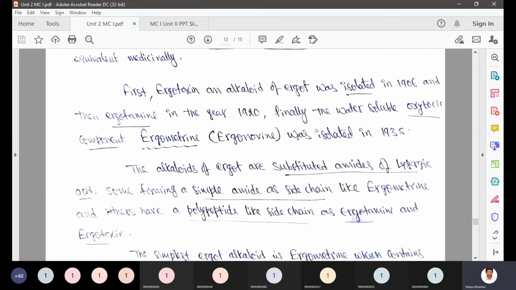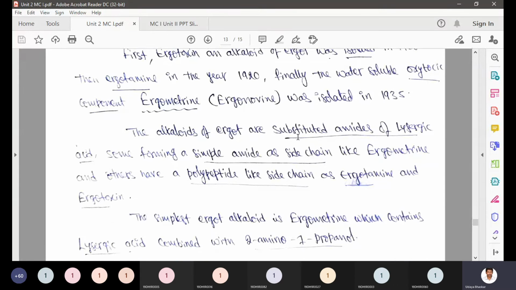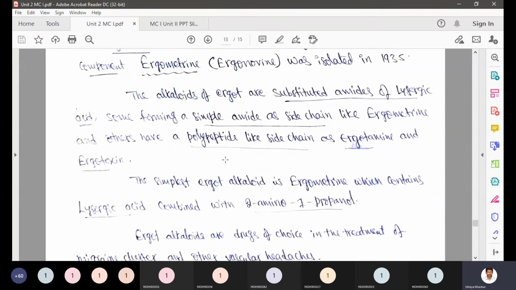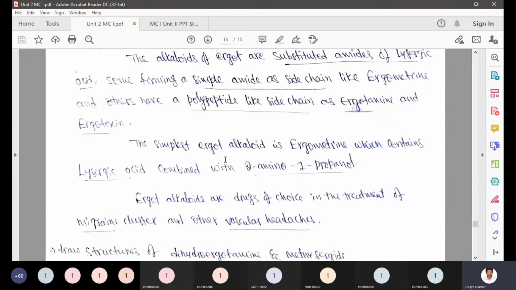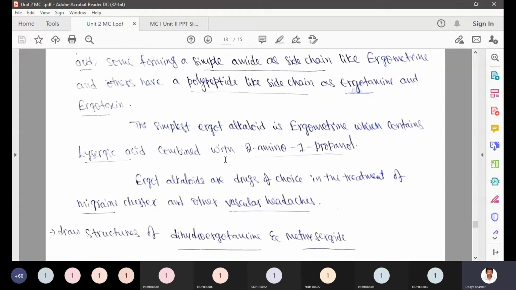Okay, the isolation of ergotoxin took place in 1906, ergotamine in 1920, and ergometrin in 1935. Ergometrin, or ergonovin as the other name, is an oxytocic compound. The alkaloids are actually substituted amides of lysergic acid. They form a simple amide as side chain like ergometrin, and others have a polypeptide-like side chain as in ergotamine and ergotoxin.